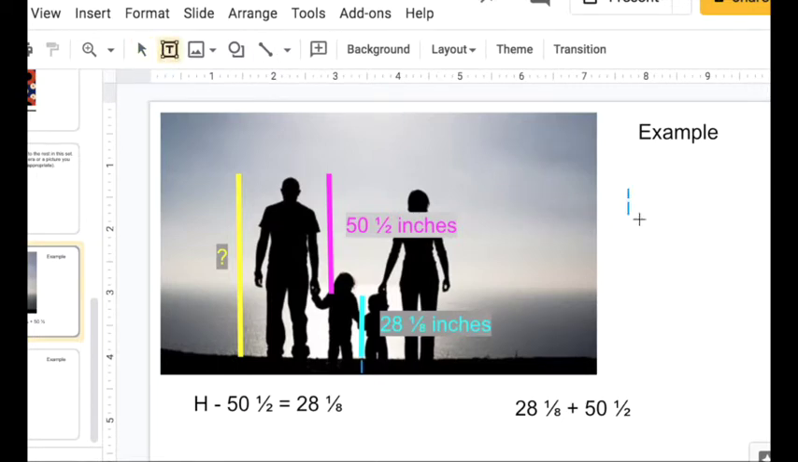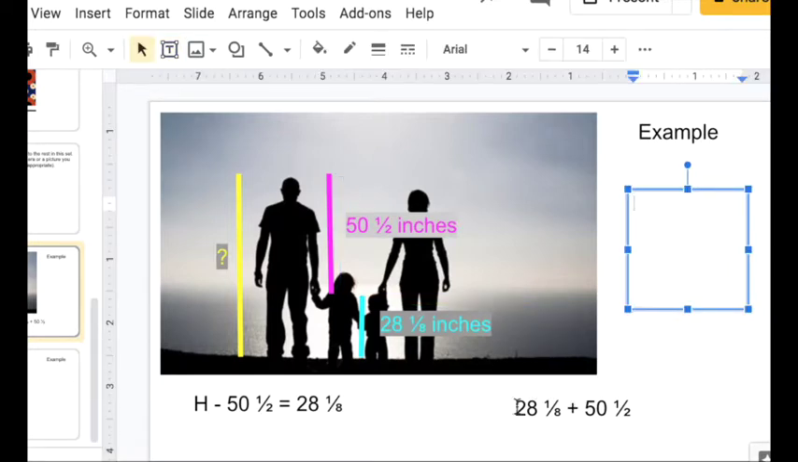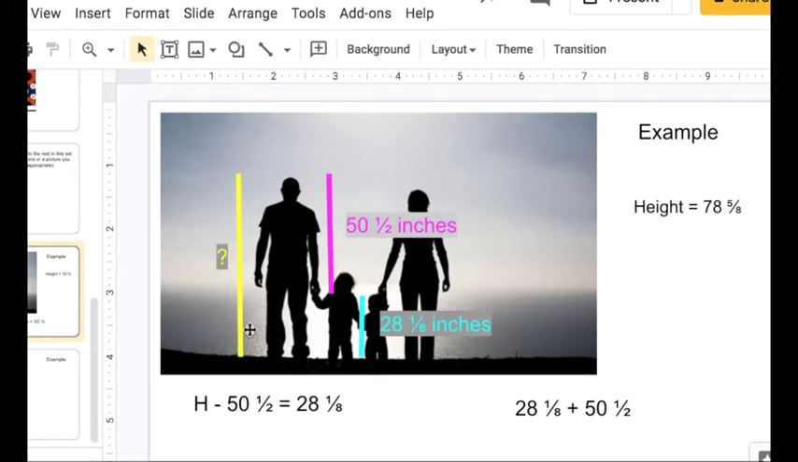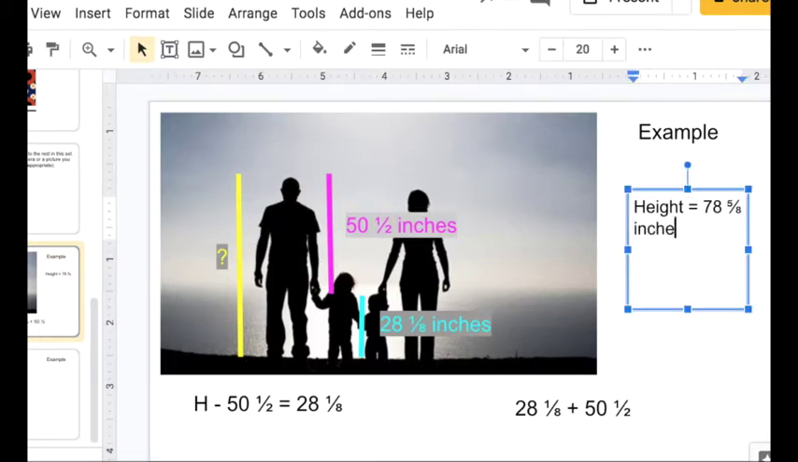Technically, when we add mixed numbers, we add the whole to the whole, so 28 plus 50 is 78. And we add the part to the part. 1/8 plus 1/2. 1/2 is the same as 2/4. 2/4 is the same as 4/8. So 1/8 plus 4/8 is 5/8. 78 and 5/8. That's my total height of the yellow line. And I guess we should say inches so that we have the unit.